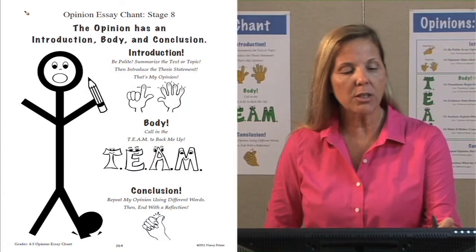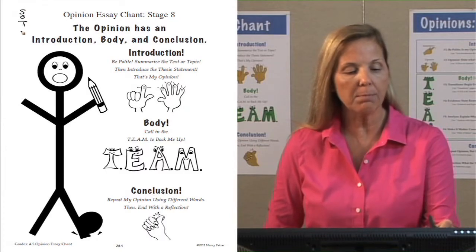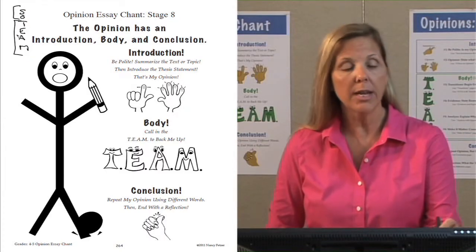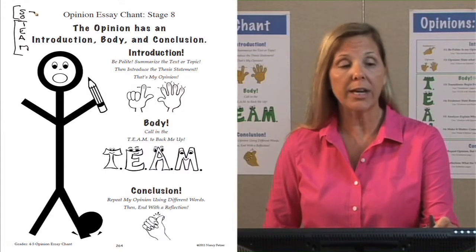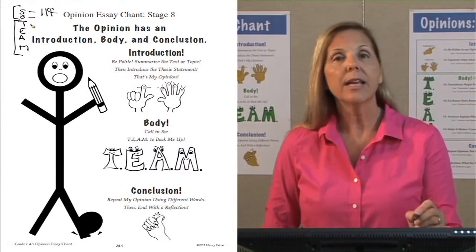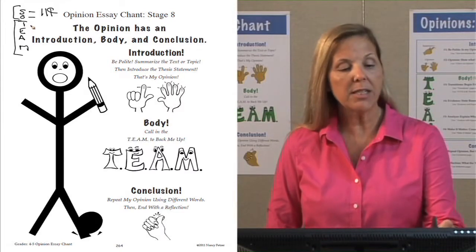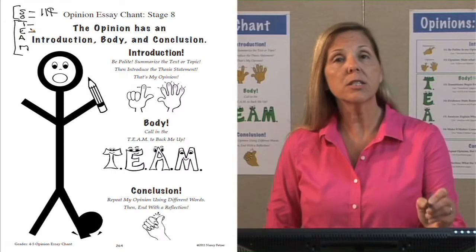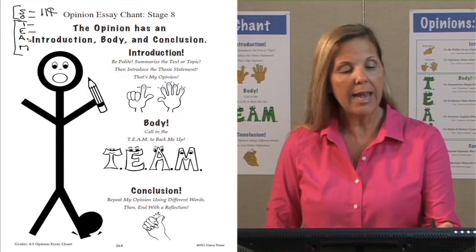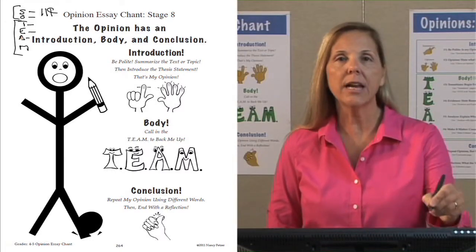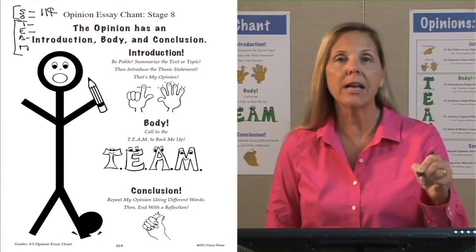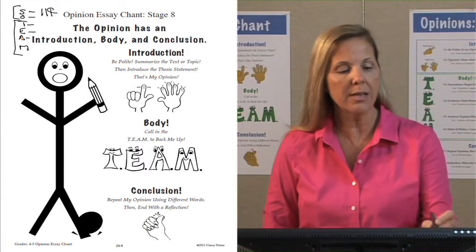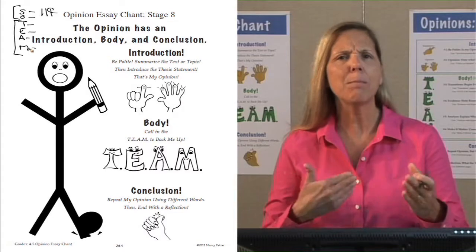At Stage 7, the students learned SO Team, a 2-paragraph opinion in which the S was a summary, an O was the opinion, and that was the first paragraph. And the second paragraph was team. T is for transition, E is evidence, evidence to back up your opinion. A is analyze the evidence, explain how that evidence supports your opinion. And M is make it matter.